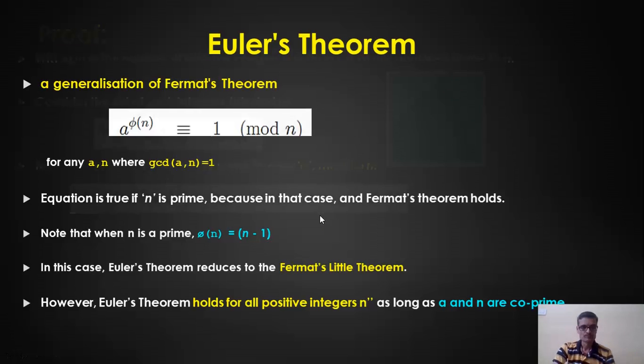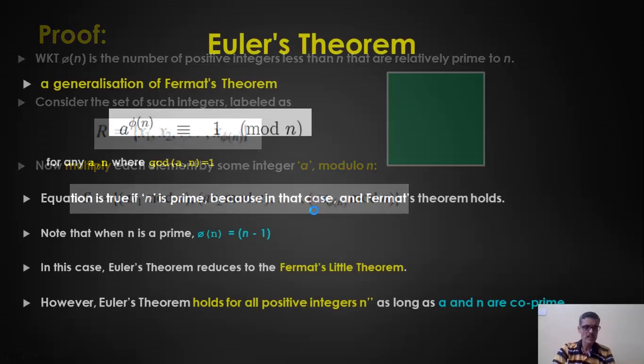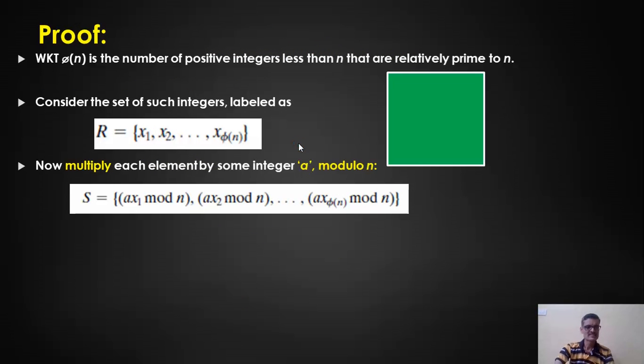Now how do we prove this particular theorem? What we have to prove here is that a to the power phi of n is congruent to 1 mod n. This is what I have to prove. I'll start with a few equations and explain them with an example also, because without an example it is very difficult to understand the equations. Now I'll go with the equations first of all.